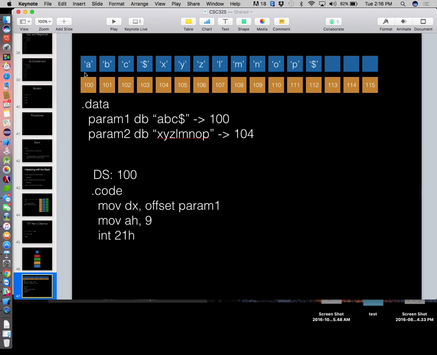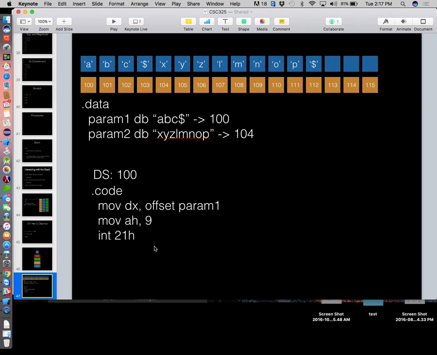So that gets us here. We go until we hit the $. That's the end of that guy. The offset of param2, I have at 104. Again, its actual value is going to be whatever offset of param2 returns. So that's our collection of variables inside of our data segment, which is effectively a variable environment. Okay? So you should understand the data segment.